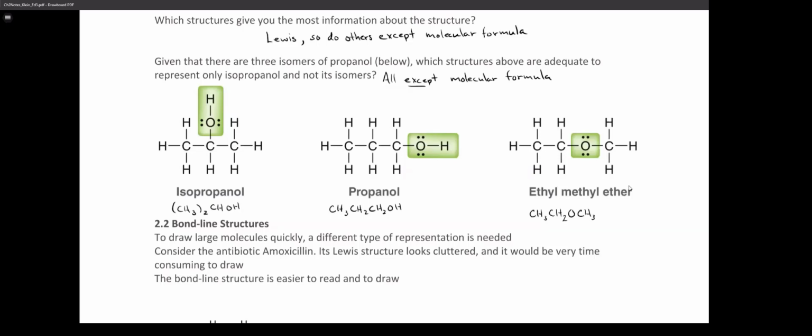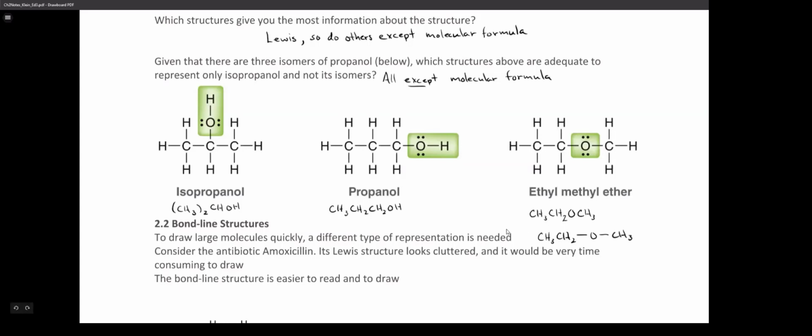And if you don't like it that way, this might be easier: CH3, CH2, O, CH3. Because if you draw the line, it makes it more explicit that that O is bonded to each of those carbons. Okay. Good.